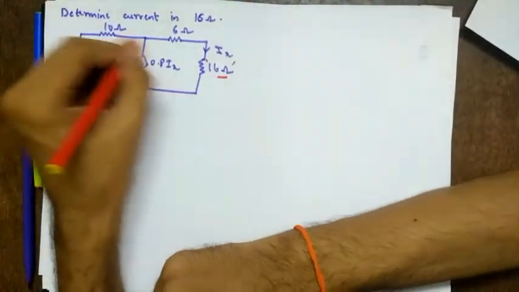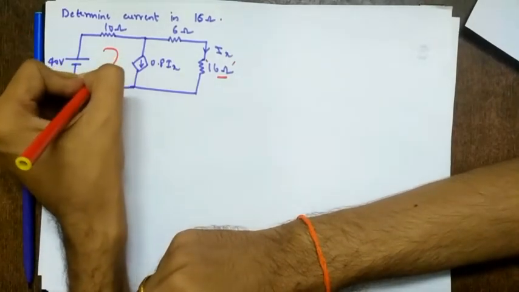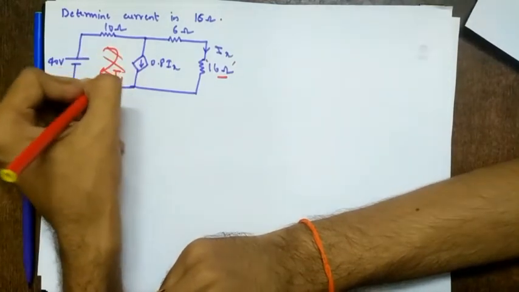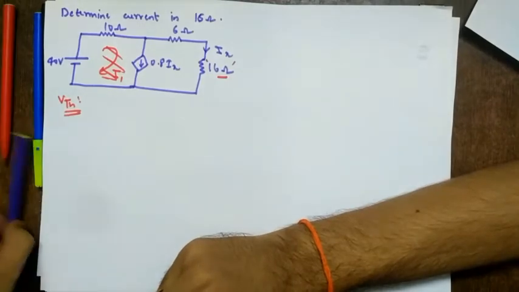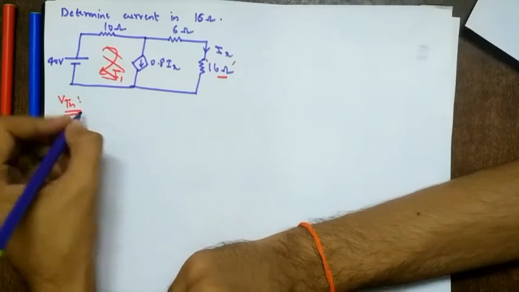Right? Again in the exam, you will draw this network. I am not drawing it again. So let's assume two mesh currents. We have to use Thevenin's theorem, right? So first write VTH. Then we redraw the network corresponding to this 16 ohms.